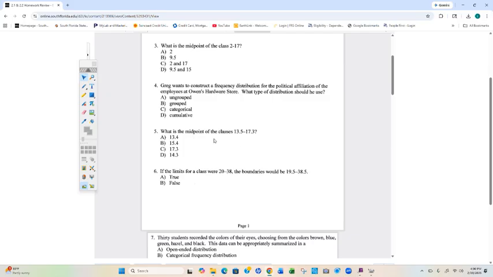Number 5, what is the midpoint of the class 13.5 to 17.3? A is 13.4, B is 15.4, C is 17.3, and D is 14.3. Pause the video.